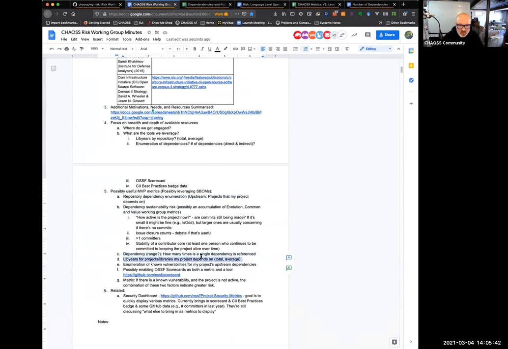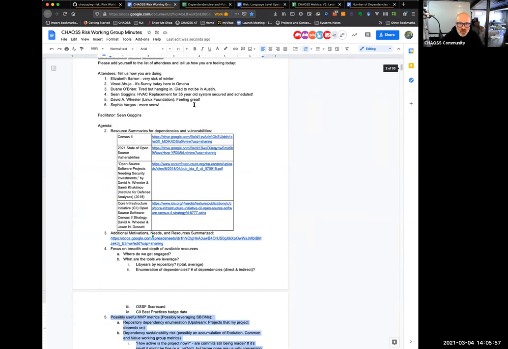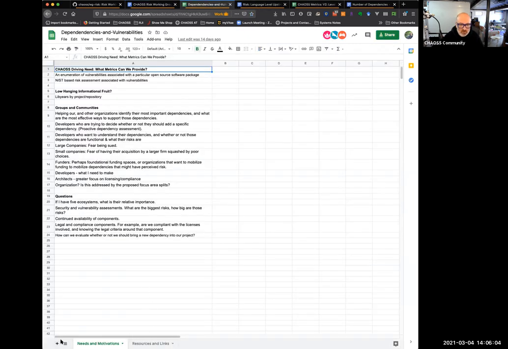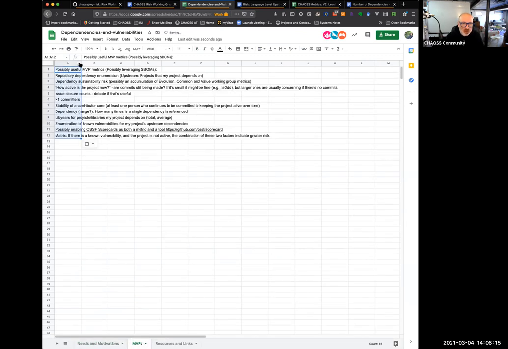There's a statistic called Libyear that is in that spreadsheet of resources I shared a minute ago, enumerating vulnerabilities, OSF scorecarding, and then a matrix of the same. And so I think that's another piece of information maybe to keep in this spreadsheet. I'll call this the MVPs tab and paste it right there.